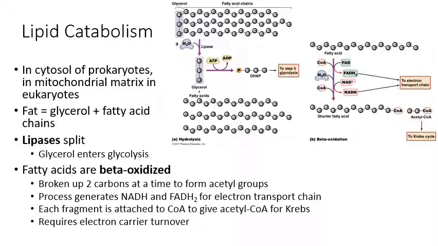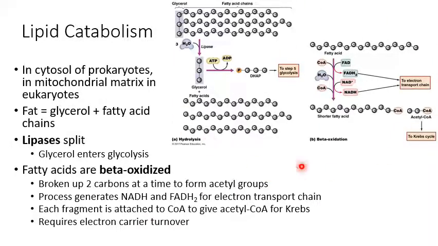Glycerol can then enter glycolysis, and then you have these free fatty acids. Each fatty acid is a long chain of carbon atoms with a carboxyl group on it somewhere. Fatty acids are going to enter the process of beta oxidation. In beta oxidation, the fatty acid is chopped up into 2-carbon chunks. Each 2-carbon chunk ends up as an acetyl group that is attached to acetyl-CoA.